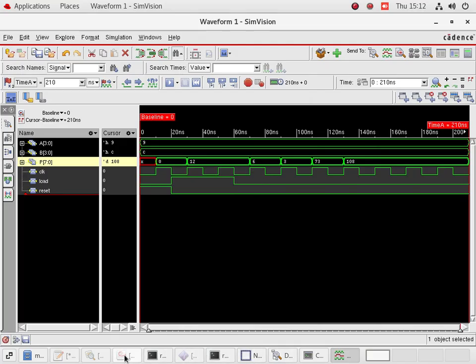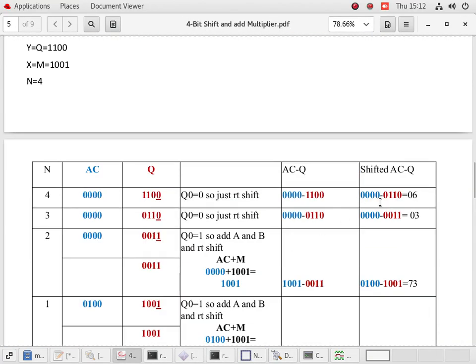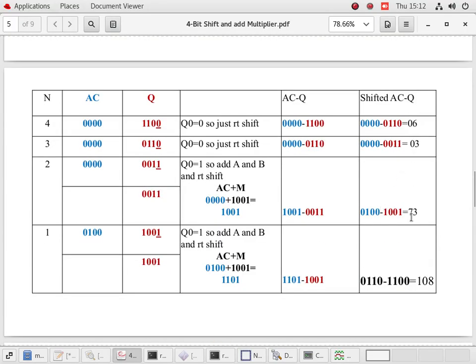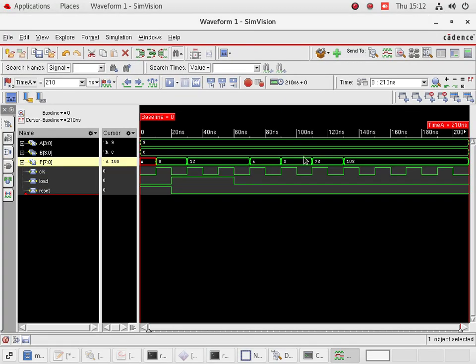As we have seen, we get 6, 3, 73 and 108. So in the 4 steps, these are the results that we get.